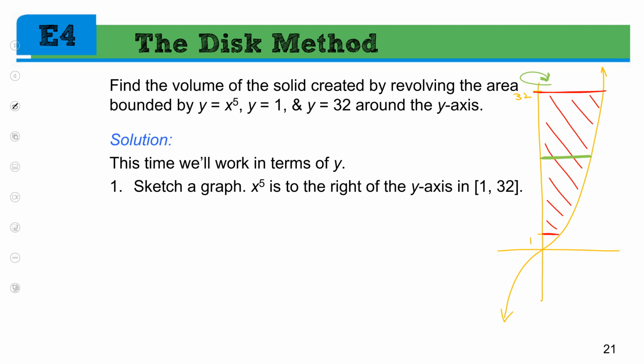One of the things that's going to happen when you're doing these problems is you're going to get confused. Is that a disk or is that a washer? There's a simple rule to solve that problem. Does any representative rectangle always touch the axis of revolution? If the answer is yes, then you have disks. If there's any point where anywhere that you could draw that representative rectangle is not touching the axis of revolution, then you're going to switch to washers.